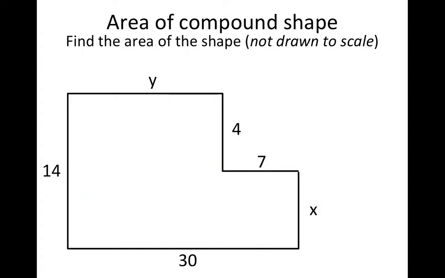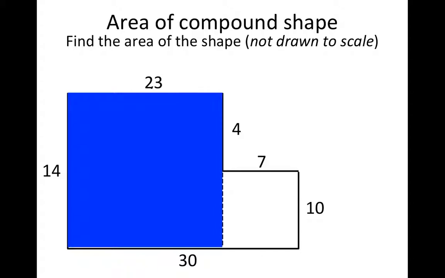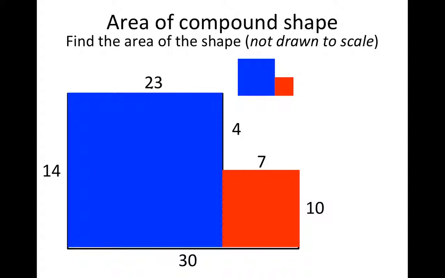Next, I have to find the area of that same compound shape. And we learned from our last problem that x is 10 and y is 23. Now to find the area of a compound shape, I have to break it down into shapes that I know and can find the area for. So if I draw this line here, I'm going to create two rectangles, this one in blue and this one in red. And together, that compound shape is going to be equal to the blue piece plus the red piece.